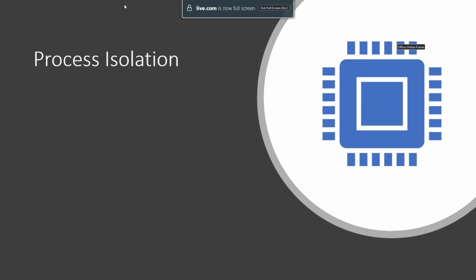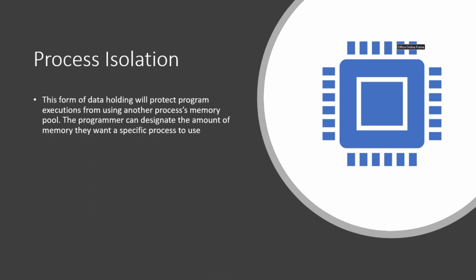Process isolation isn't only specific to programming. Process isolation can also be helpful outside of programming as well. And this can be helpful by protecting a process's execution by barring it from trying to utilize another process's memory pool, which can usually be done by specifying a specific value of memory that the developer wants the process to utilize.